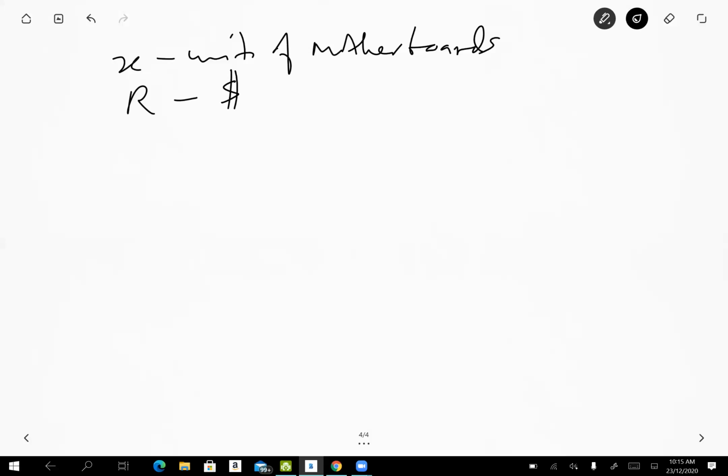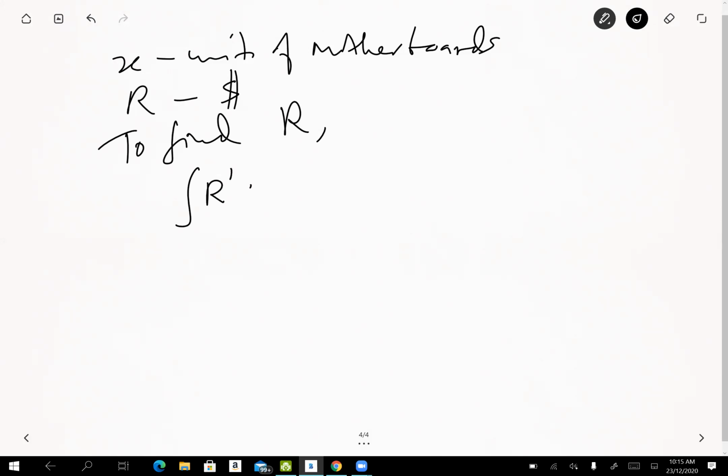How do you get the revenue? I integrate the marginal revenue. Because what I want to find is the total revenue function. So to find revenue, I integrate the marginal revenue, R prime dx, or we can use MR. Notation wise, you can use R prime or MR, it's the same thing.